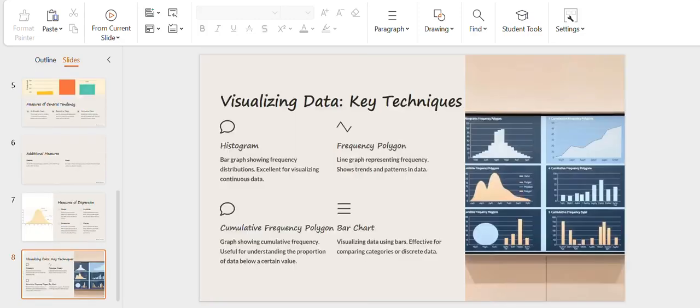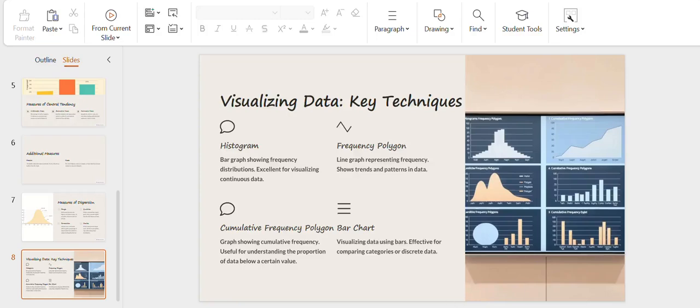And now the visualizing tools that I have used in the project. The first one is histogram, a bar graph showing frequency distributions, excellent for visualizing continuous data. Frequency polygon, a line graph representing frequency. Cumulative frequency polygon, a graph showing cumulative frequency, useful for understanding the proportion of data below a certain value. Bar chart, visualizing data using bars.